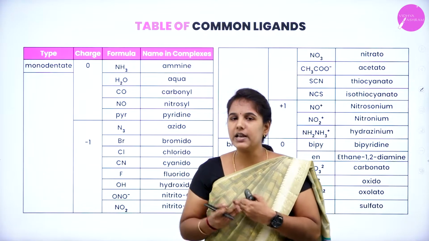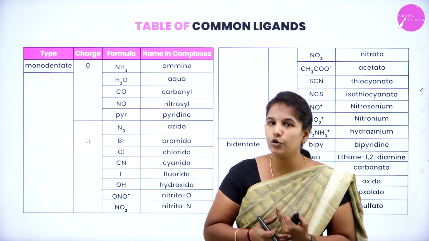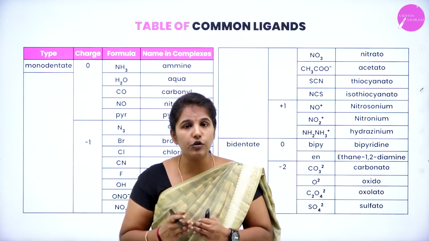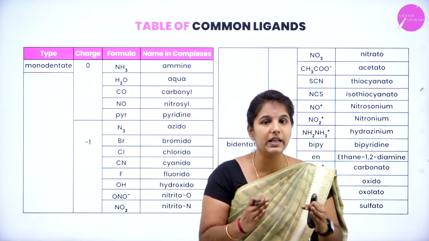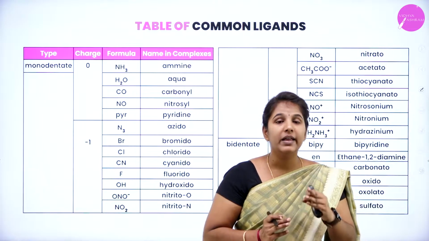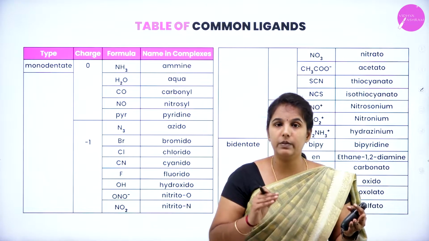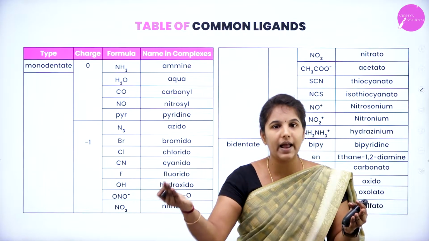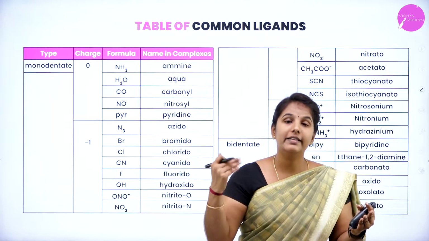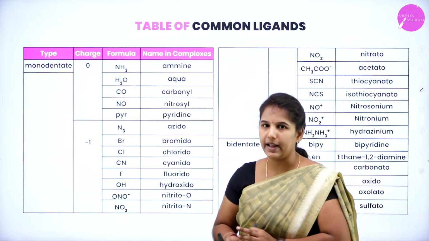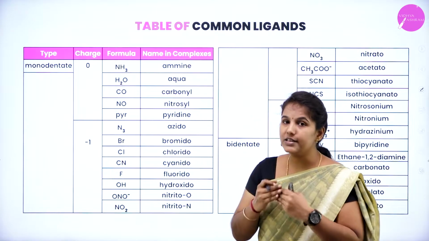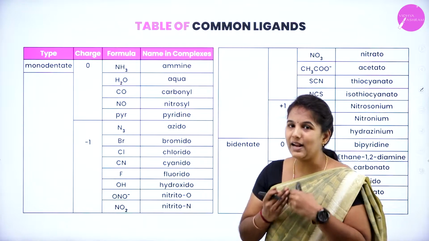Okay. First, I'll take only the monodentate ligand. Already we have learned that the monodentate ligand forms a single coordination bond with the central metal atom, and it will be of three types. It will be a neutral monodentate ligand or a positive monodentate ligand or a negative monodentate ligand. Is it right? Yes. I'll go with the first one, that is the neutral monodentate ligand.